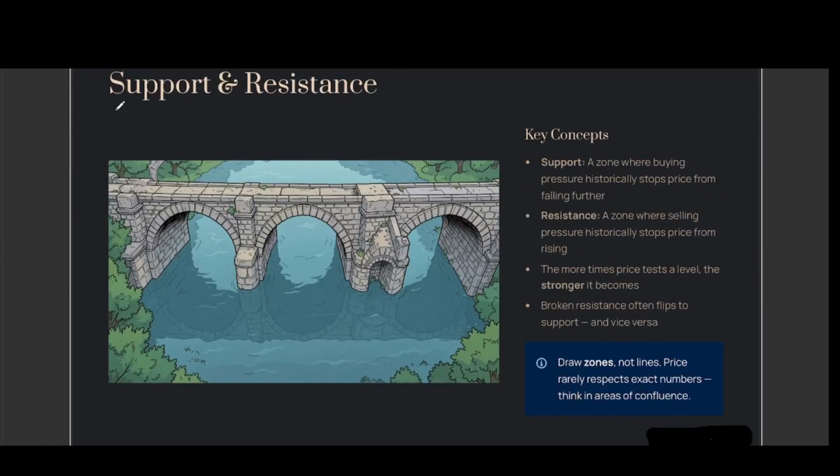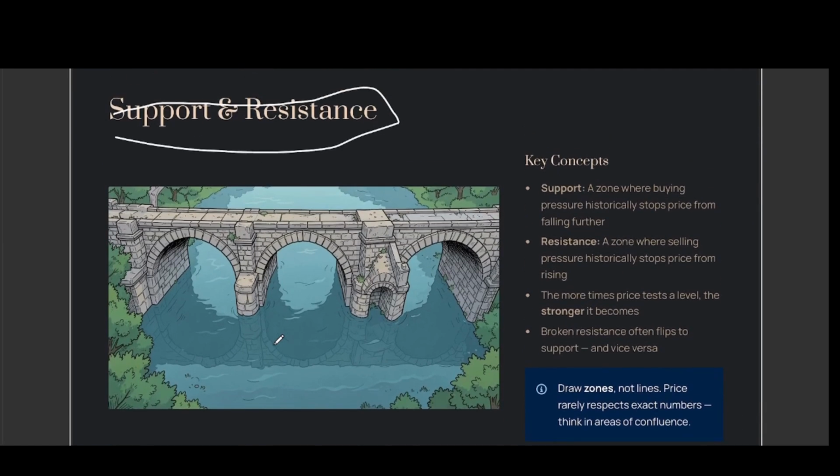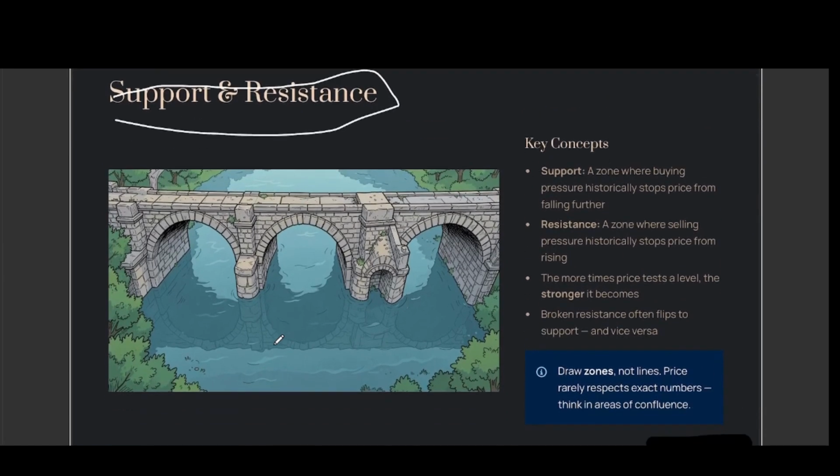Next, what are support and resistance? I have made a detailed video on support and resistance and candlestick patterns. If you want, you can check it out. You'll find it at the end of this video. Make sure to watch it as well.